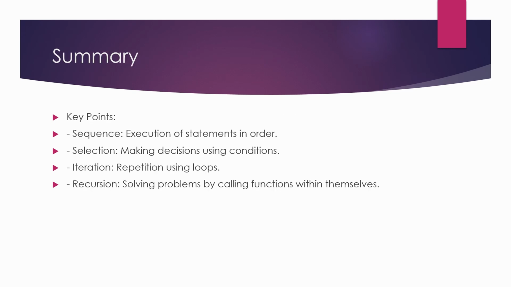To recap what we have covered today, sequence refers to the execution of statements in a linear, step-by-step manner. Selection involves making decisions based on conditions using if, else, or switch statements. Iteration allows us to repeat code using loops like for, while, or do while. Recursion solves problems by calling functions within themselves, breaking problems into smaller parts. These control structures are the building blocks of any program, allowing us to write efficient and logical code.